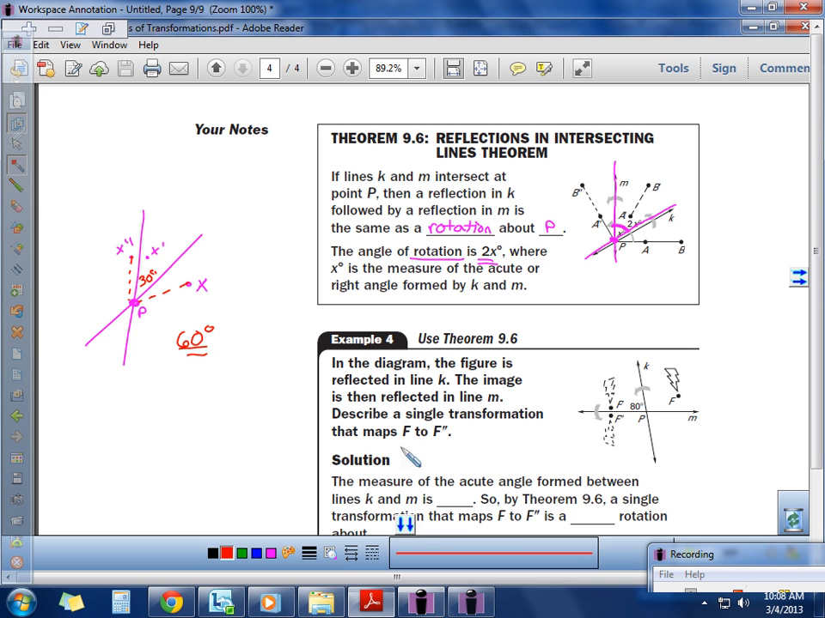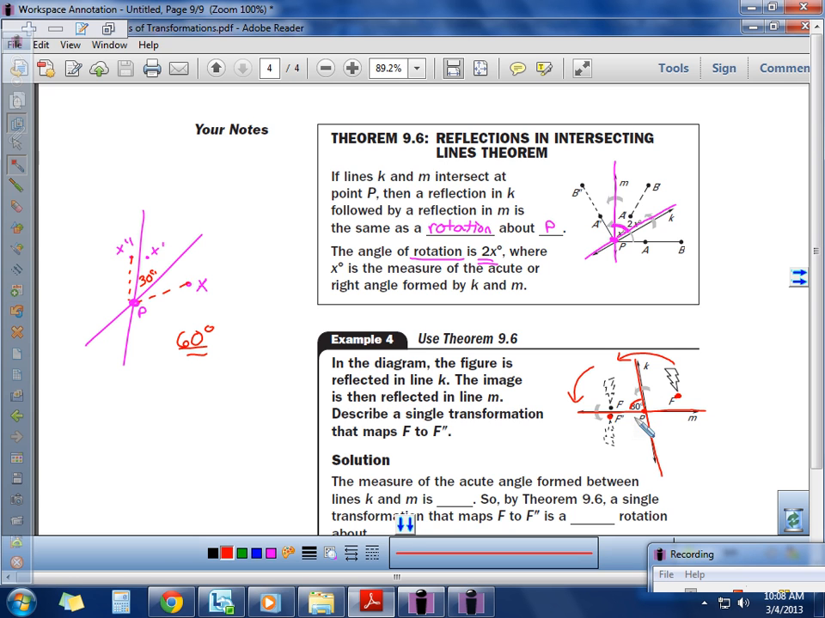This matches up with example 4. It says in the diagram the figure is reflected in line K. So here's line K. There's P. There's an intersection with another line M. So it says describe a single transformation that maps F to F double prime. So here's F, and it's going around this way, go around this way, ends up over here at F double prime. We got to figure out that distance. What is that angle of rotation?